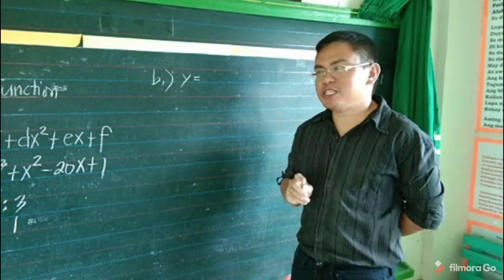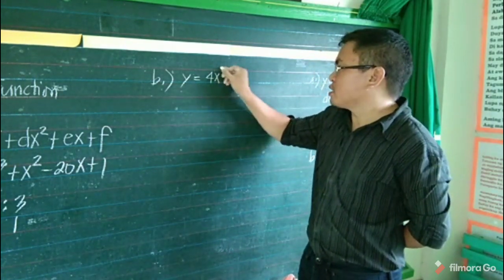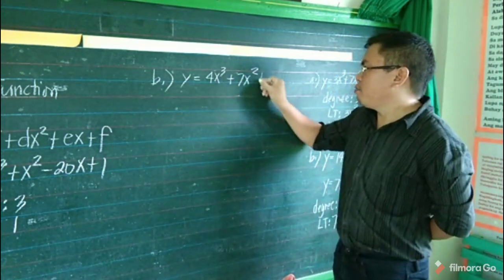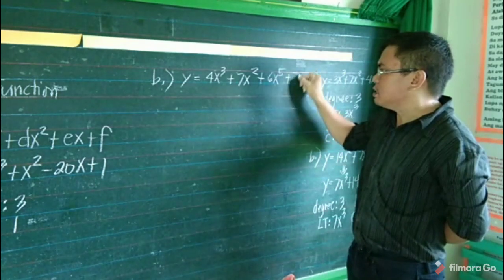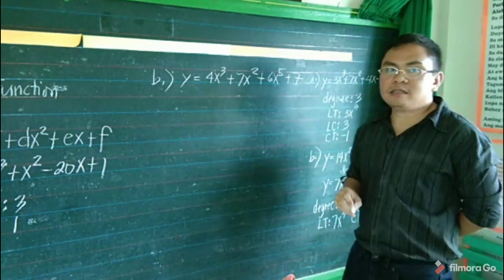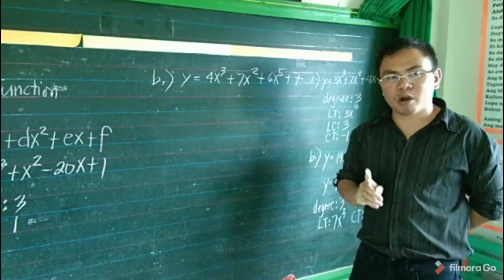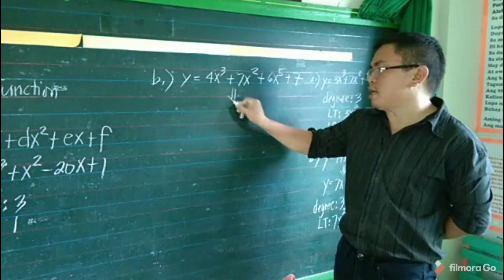Now let's move on to the second example. Y is equal to 4x cubed plus 7x squared plus 6x to the exponent of 5 plus 7. Again, the terms are not arranged in descending order of powers. Therefore, it is not in standard form. So, rewrite it first to standard form.